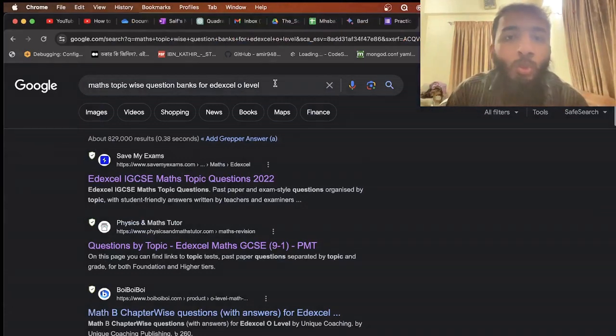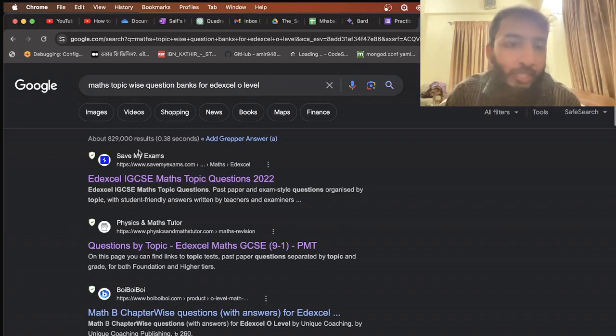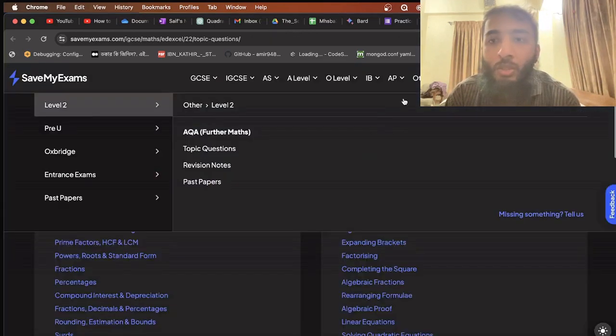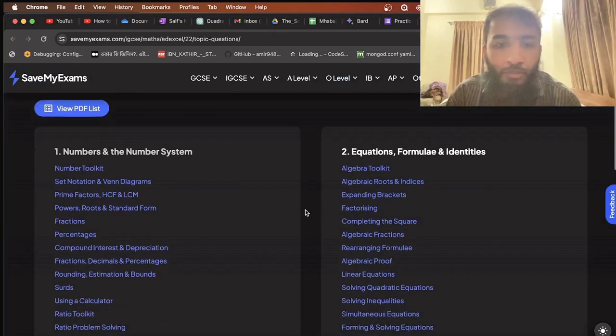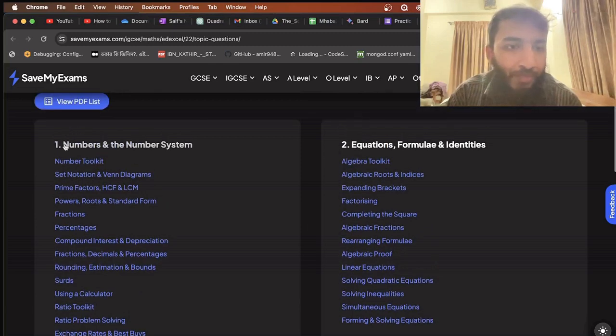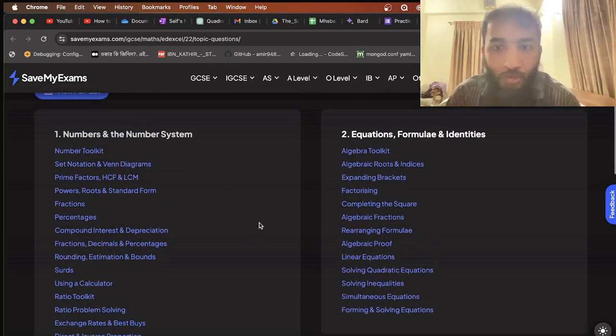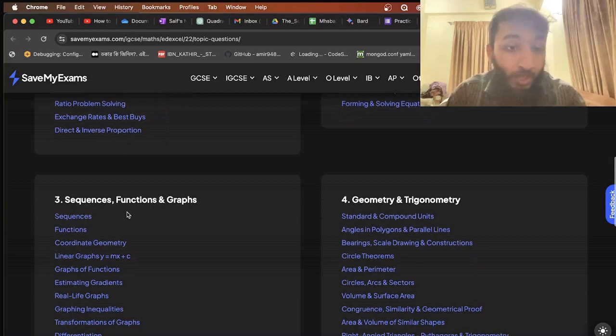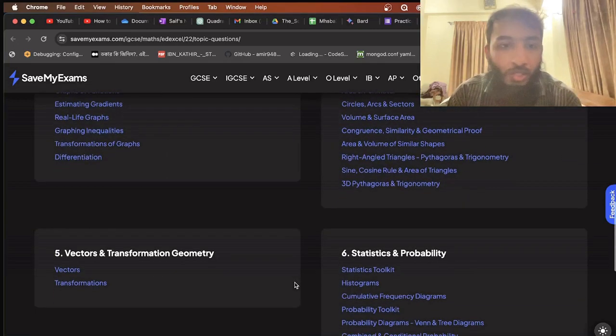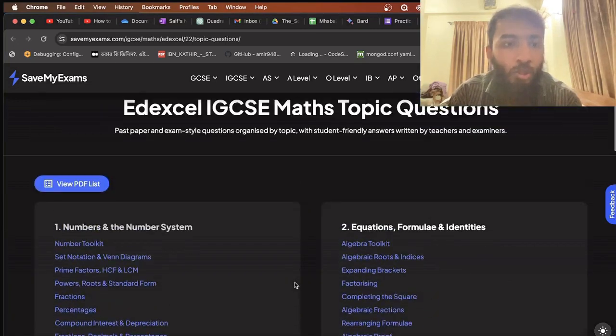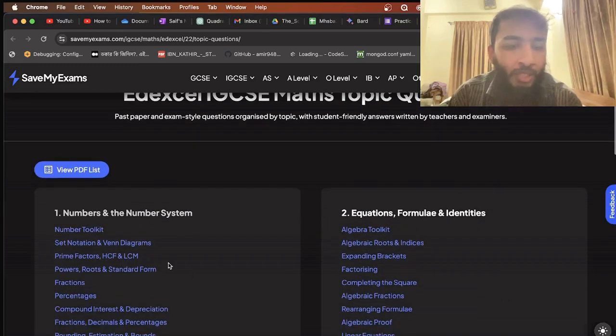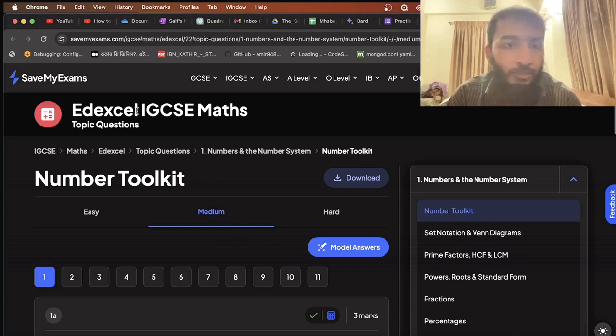So if you go to Google and search maths topic question banks for Excel O level, this is the first link that comes up from the Save My Exams platform. If I go to the main page of the platform, there are a lot of topics here, as you can see: numbers and the number system, equations, formulae and identities, sequences, functions and graphs, geometry and trigonometry, and many more. I'll focus on the number and number system topic. If I open this in a new tab.